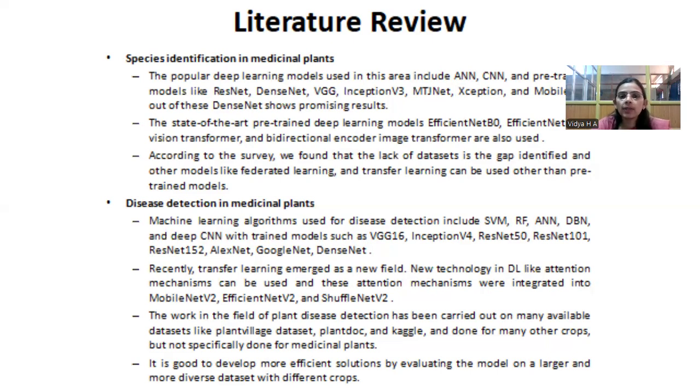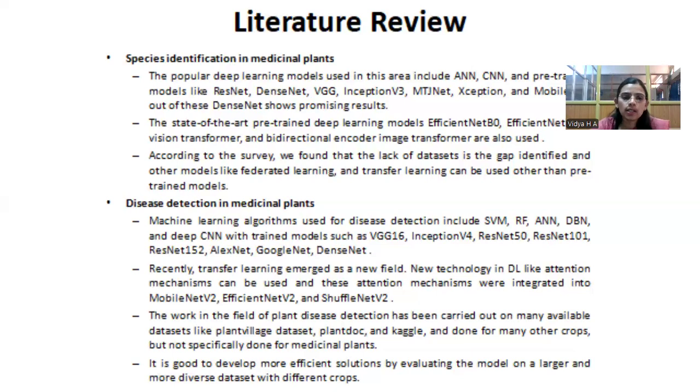In the state of the art, pre-trained deep learning models like EfficientNet B0, Vision Transformer, and Bidirectional Encoder Image Transformer are also used. According to the survey, we found that lack of data sets in this field is the gap identified, and other models like federated learning and transfer learning can be used other than these pre-trained models.